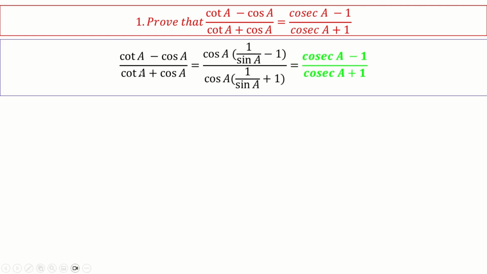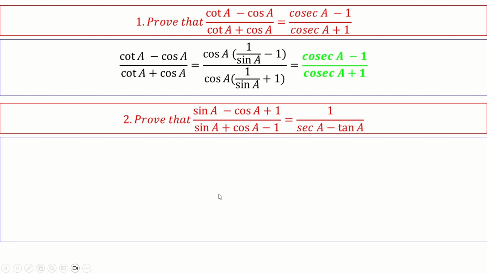Let's try this one. Take the LHS. I take the cos A common. So it will become (1 by sin A minus 1) into (1 by sin A plus 1). Okay, so cos A gets cancelled. So 1 by sin A is nothing but cosec A. So (cosec A minus 1) divided by (cosec A plus 1).